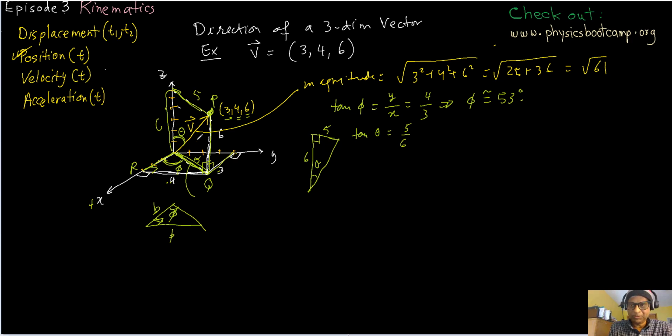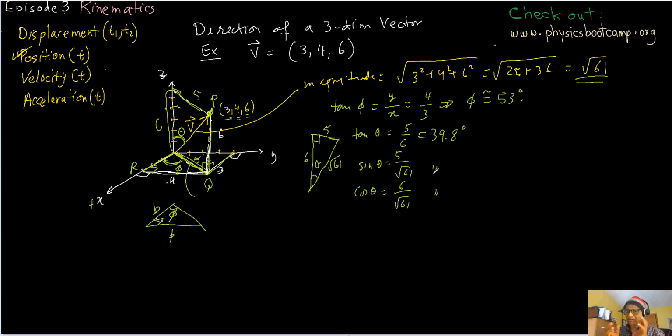Or if you want to use this value, this is the square root of 61. So you could do sine theta equals 5 over the square root of 61, or cosine theta equals 6 over the square root of 61. Any of these angles can be used, any of these equations. I looked it up, this is 39.8 degrees, and all of this is the same thing.